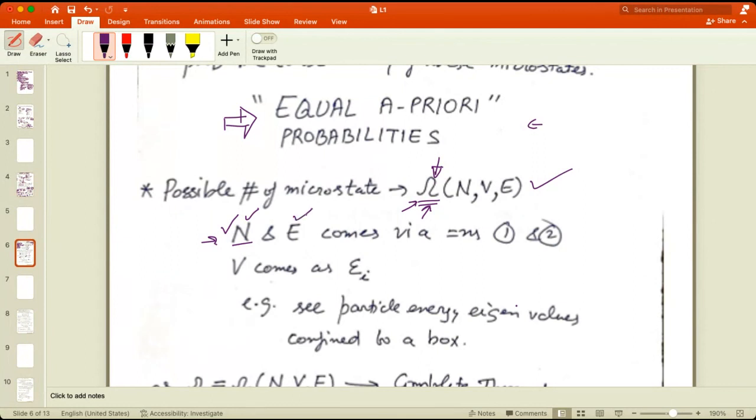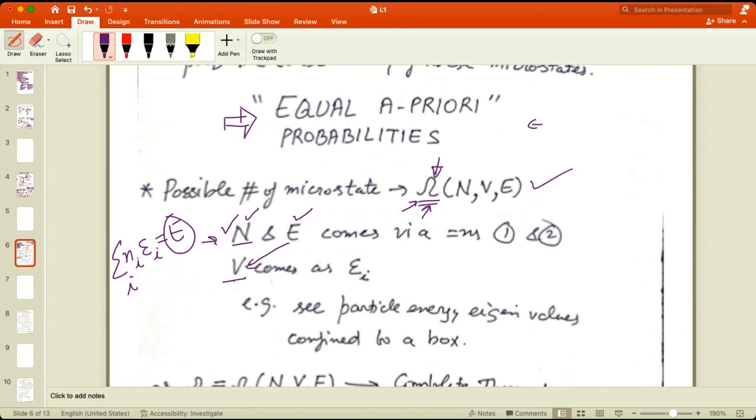Definitely it also depends upon energy, because that is going to constrain it: you are not allowed to have every microstate, only those which satisfy the condition that the sum over i of n_i times the energy of the ith level gives you the total energy E. Only those are the allowed microstates. And volume, obviously, as I told you earlier, comes in because these energy eigenvalues depend upon volume.